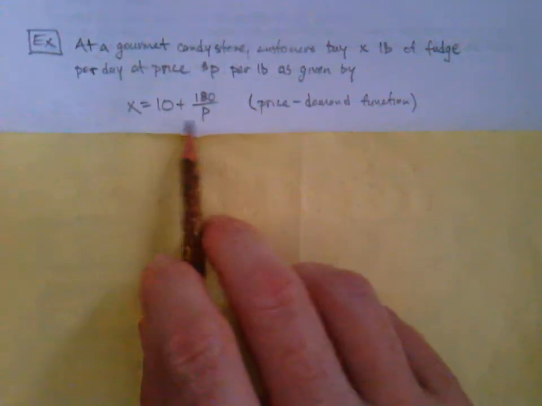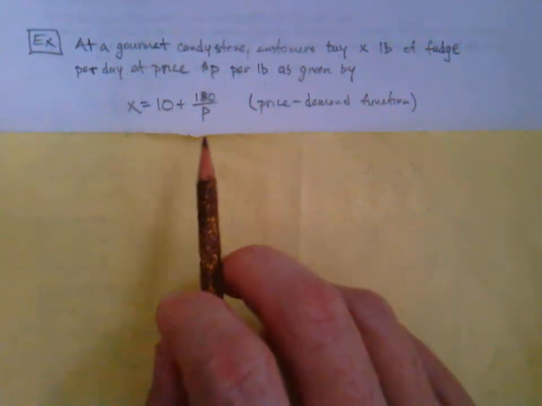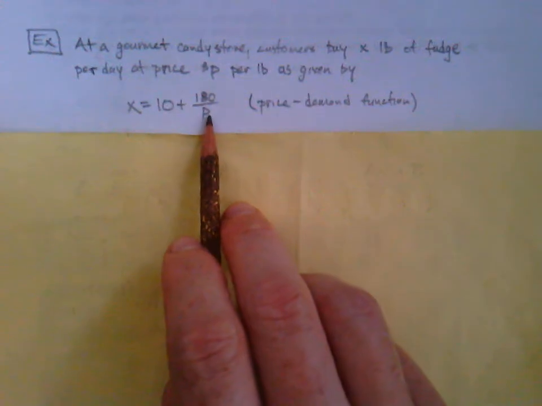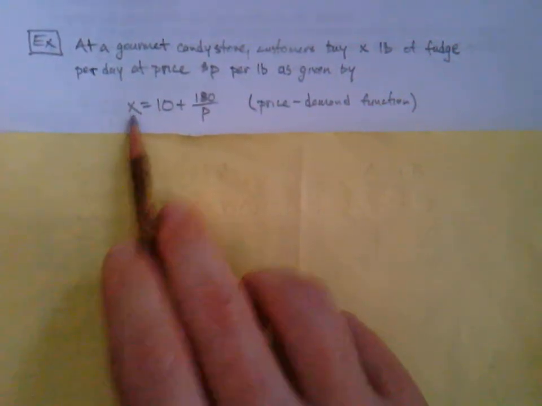And so we see that here in this function. You don't necessarily have to recognize that, but just kind of connect common sense to it. If they charge more, they don't sell as much. Okay. So you've got your price, P is the price, X is the demand, how much they sell.